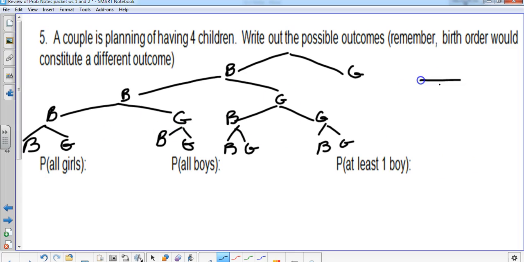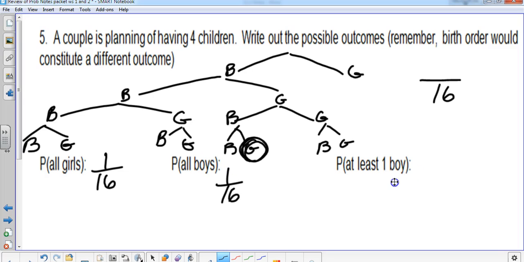Yeah, there are 16 possibilities. How many of them are going to be all girls? If you were to write out, like, this one right here, write out what gets you to this point, it would be boy, girl, girl. If you read down the path, okay? All girls, there's only going to be 1 out of 16. All boys?